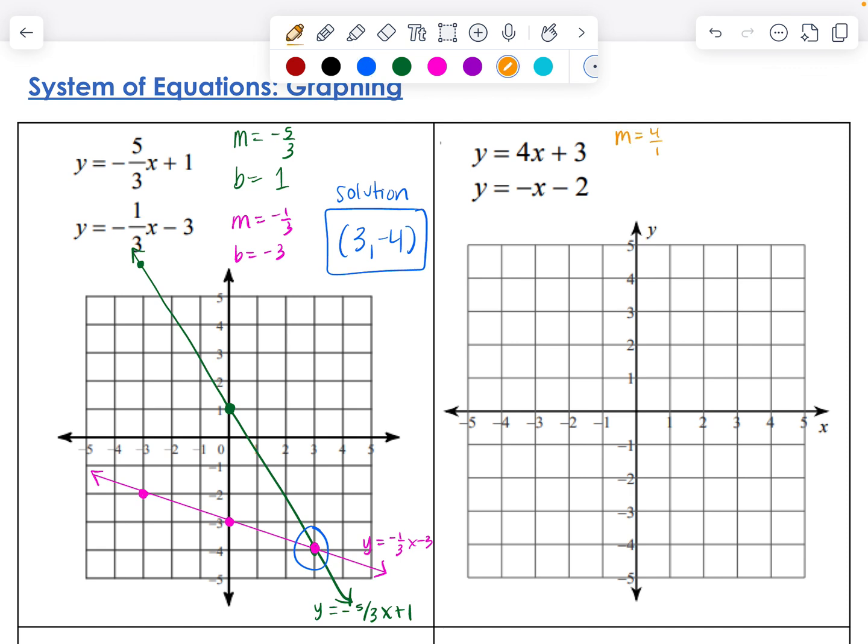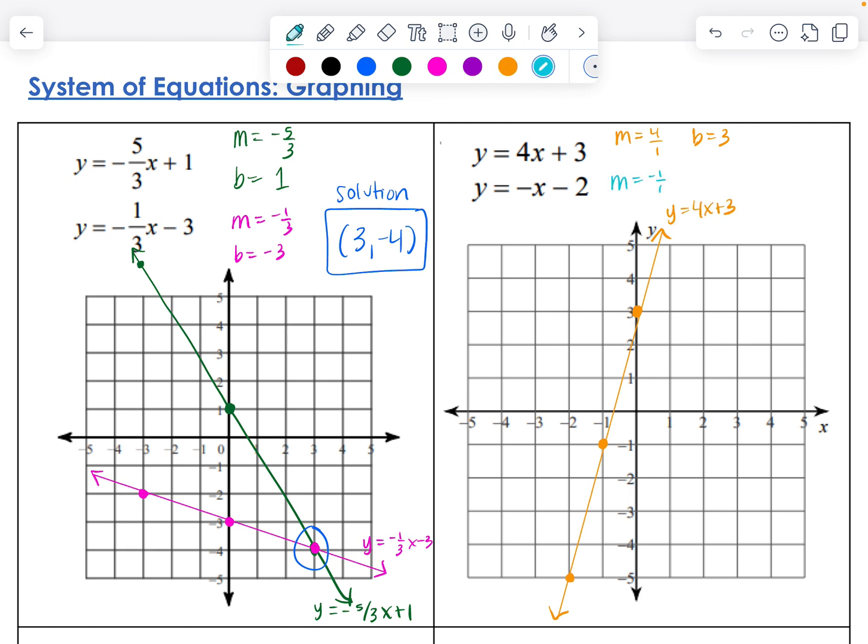My m for this first one is going to be 4/1 because it's not written as a fraction. And my b is 3. So I'm going to start at 3 and go, I can't go up 4 because there's not enough spaces. So I'm going to go down 4 and to the left 1 because I want to have a positive slope. Down 4 to the left 1. So I could fit a couple of points on there. I'm going to connect them. Make sure that you're using a straight edge. Make it as best as you can. y equals 4x plus 3.